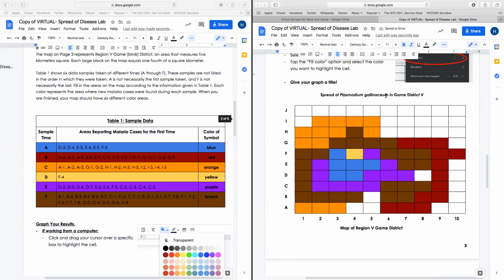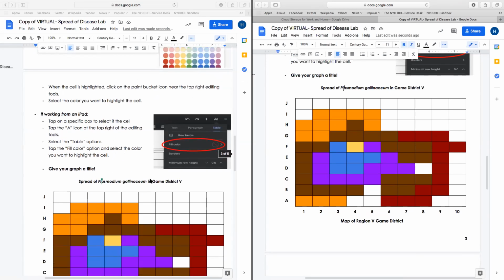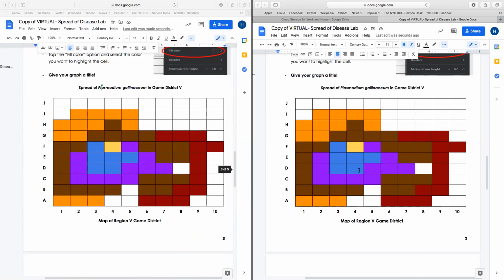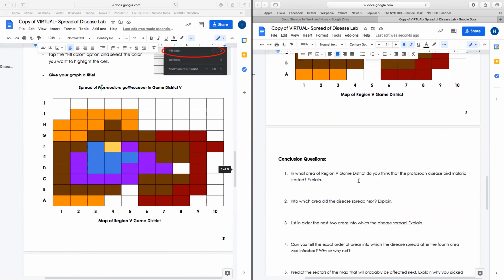So now using this graph, we're gonna answer some questions about the data that we were given. The very first question is, where do you guys think the very first case of the bird malaria was reported? Where do you think this disease started? Think about what we saw with coronavirus this past year. D3. Okay, why do you say D3? That's the first one we... Okay, but look at the colors, right? Don't the colors mean something important?